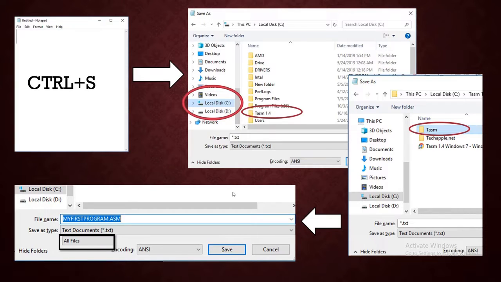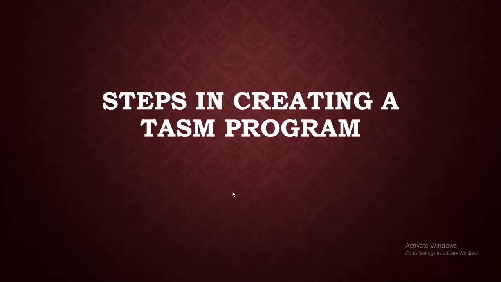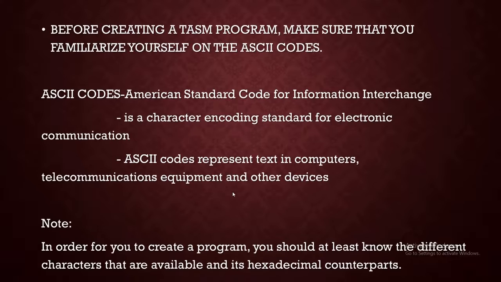Okay, so now let's proceed to the steps in creating a TASM program. So basically, before creating a TASM program, make sure that you familiarize yourself with the different ASCII codes. ASCII stands for American Standard Code for Information Interchange, and it is a character encoding standard for electronic communication. So basically, ASCII codes represent text in computers, telecommunications equipment, and other devices.